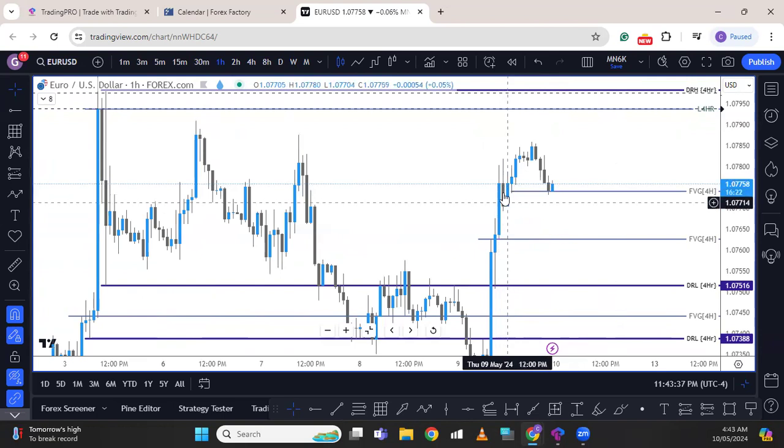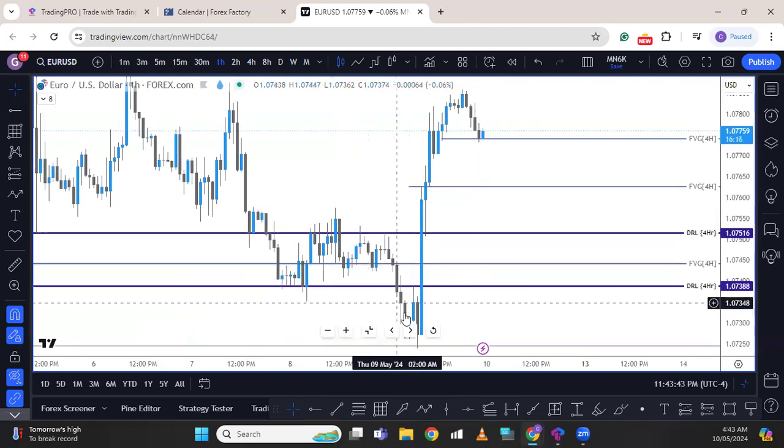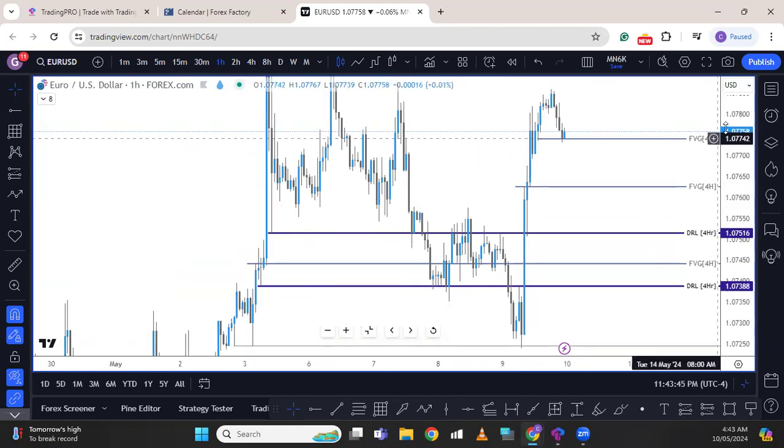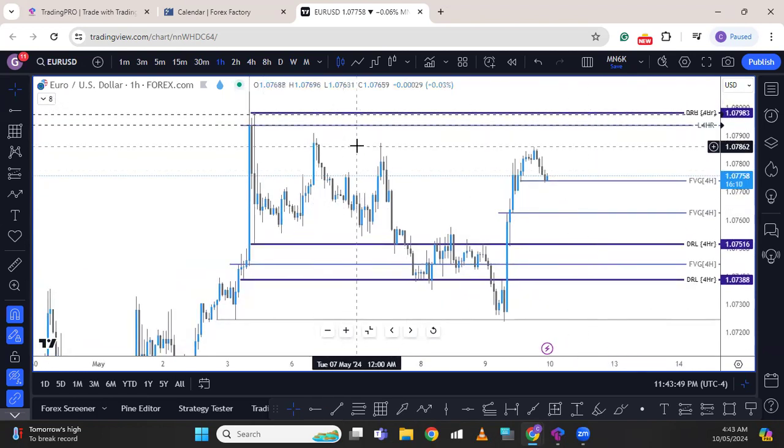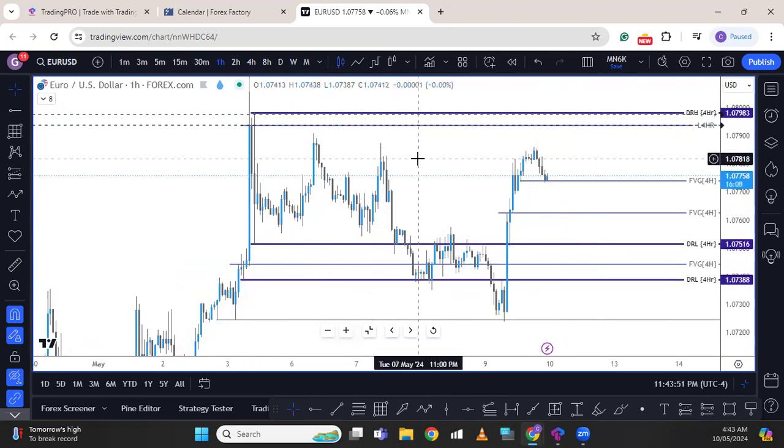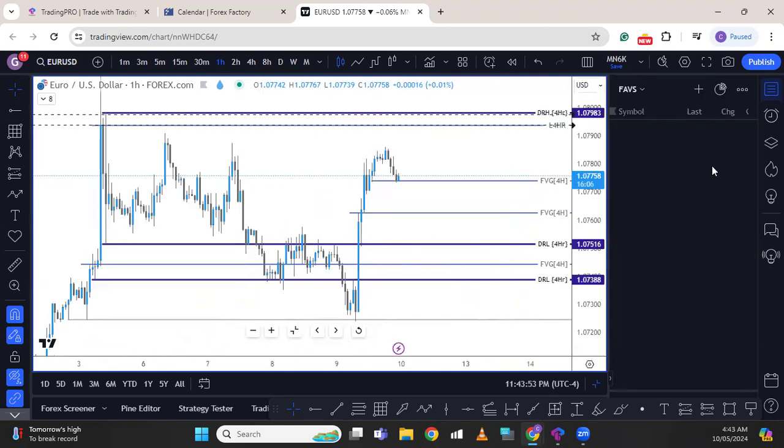If you notice, the same thing too is on the dollar index. Also, if the euro removes this, then we might see a move into this area before a continuation to probably sweep these equal lows, equal highs here. So that's it for the EURUSD.